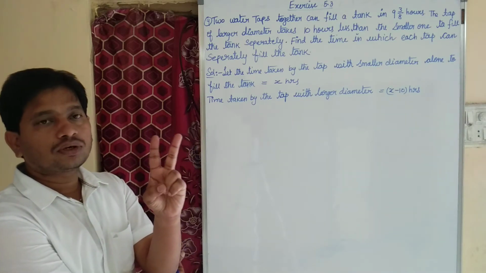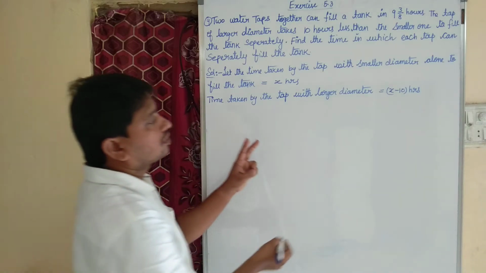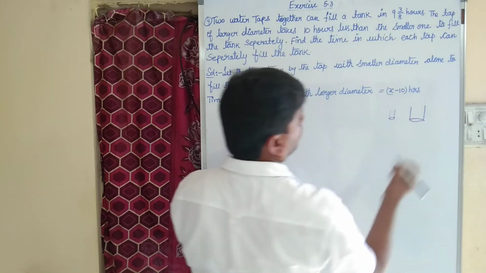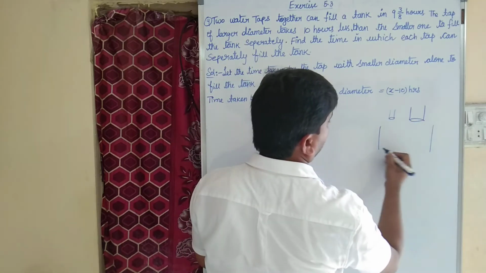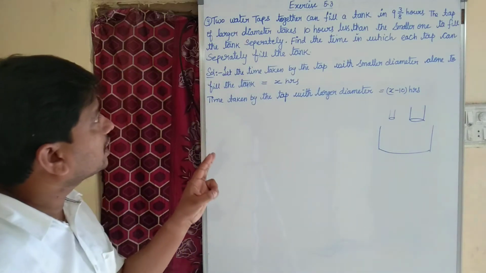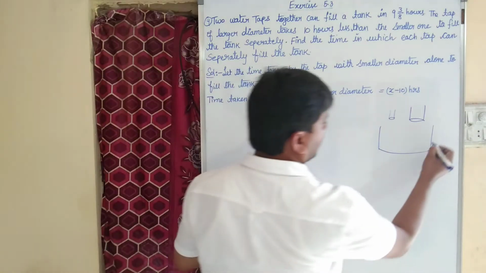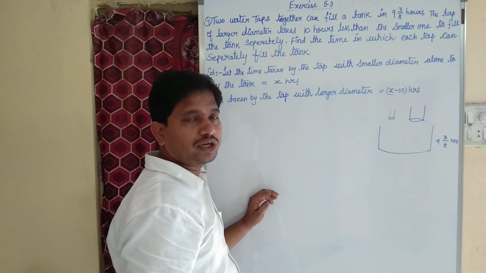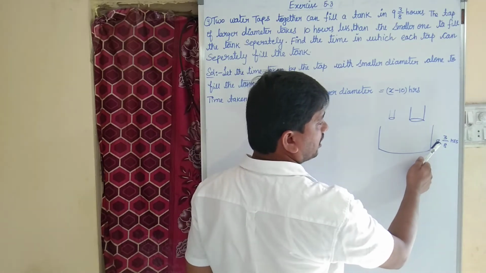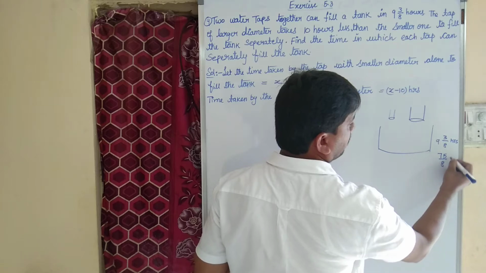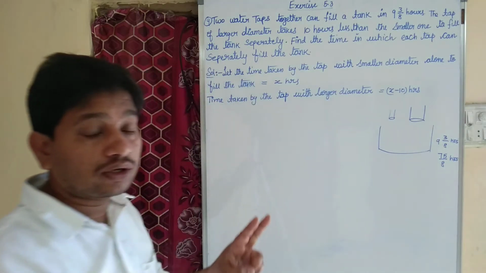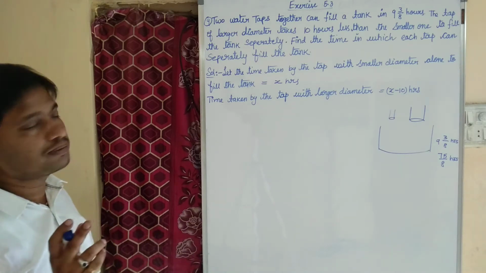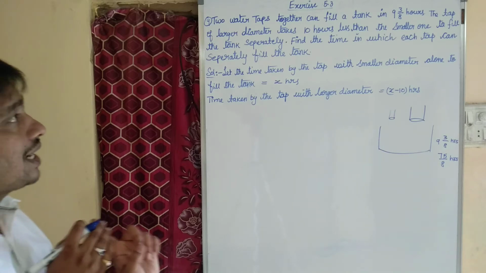Two water taps. We have two water taps together that can fill a tank in 9 and 3/8 hours, which is a mixed fraction. Let us convert it into an improper fraction. 8 into 9 is 72, 72 plus 3, 75/8 hours. Two water taps together can fill a tank in 75/8 hours. Now we have two types of taps. One is the tap with larger diameter.